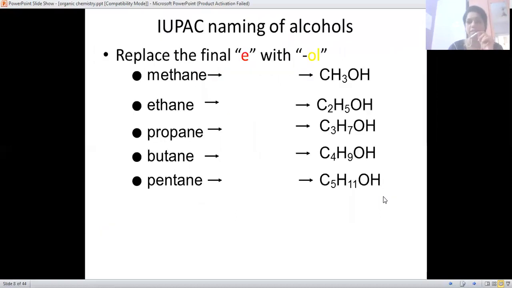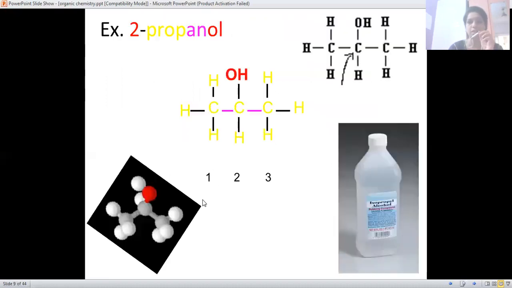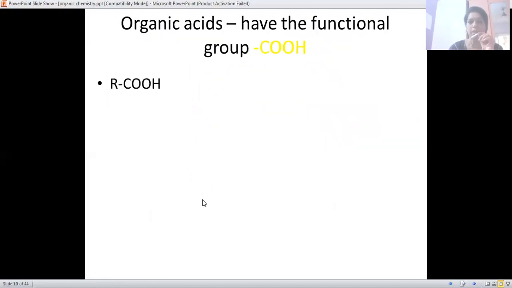Now the IUPAC naming we have already seen in the previous lecture, that is methane. The E is dropped from the ending and OL is added: methanol, ethanol, propanol, butanol, pentanol. So this is the structure of 2-propanol.